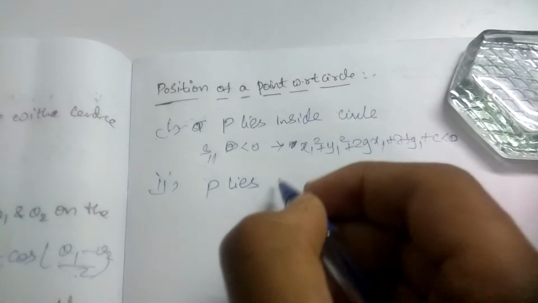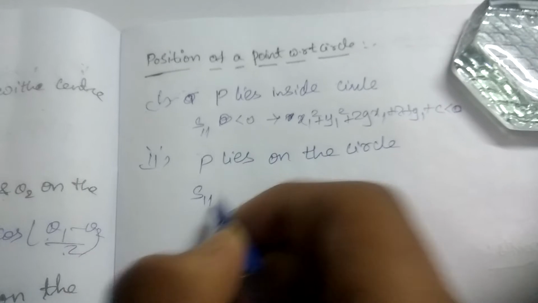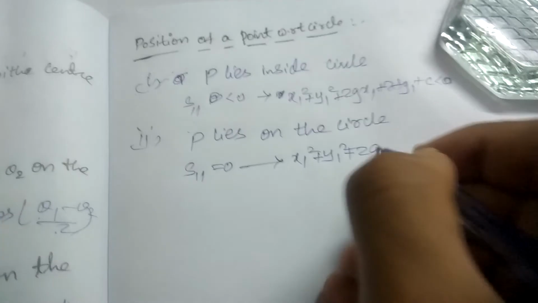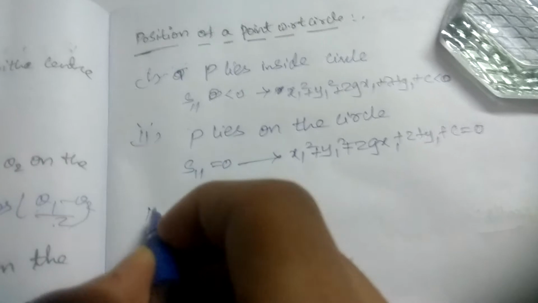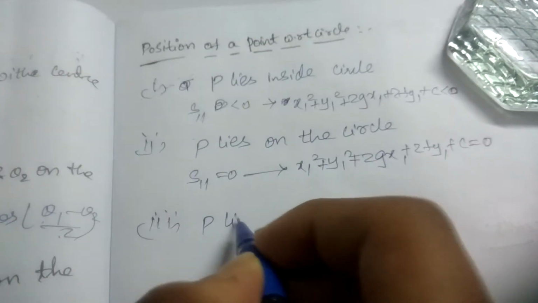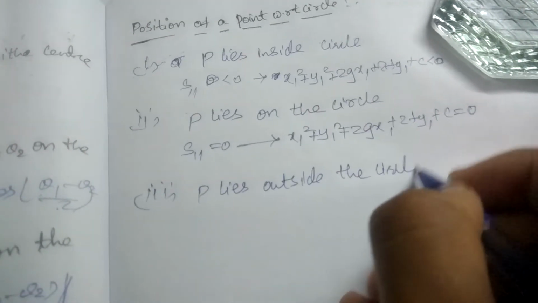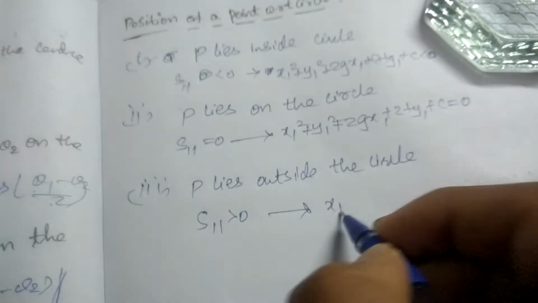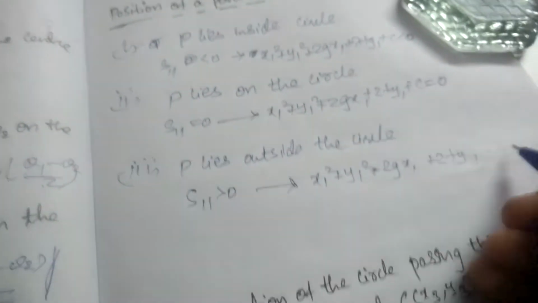And coming to the second case, P lies on the circle. That implies S11 equal to 0, which indicates x1 squared plus y1 squared plus 2g x1 plus 2f y1 plus c equal to 0. And the third case is when P lies outside the circle. When P lies outside the circle, then S11 is greater than 0, which implies x1 squared plus y1 squared plus 2g x1 plus 2f y1 plus c greater than 0.